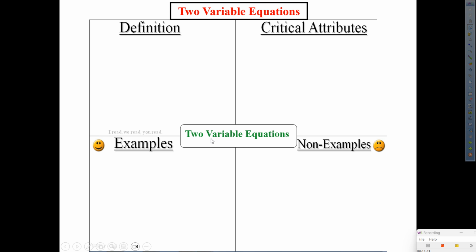So what is the definition for two variable equations? They are two expressions equal to each other and contain how many variables? Two. Two expressions equal to each other and contain two unknown variables.